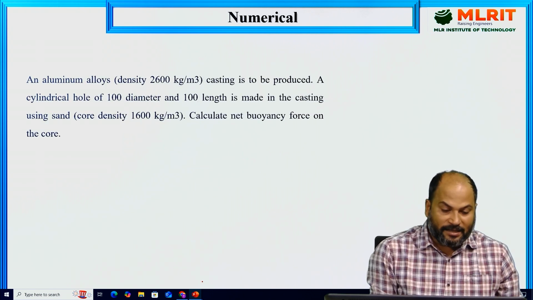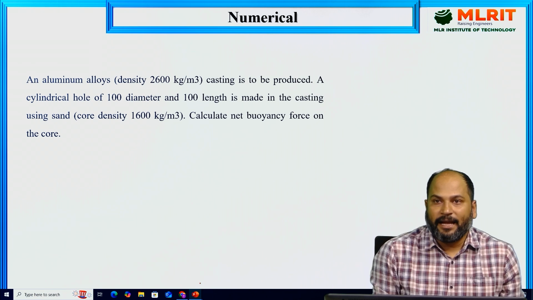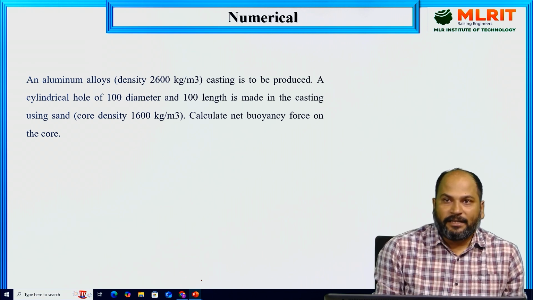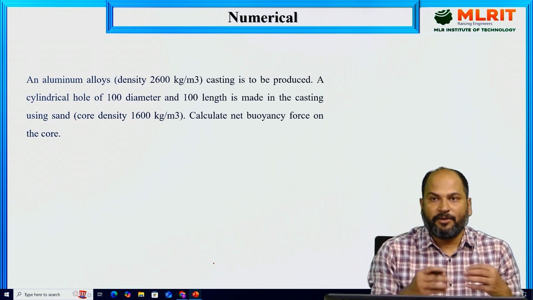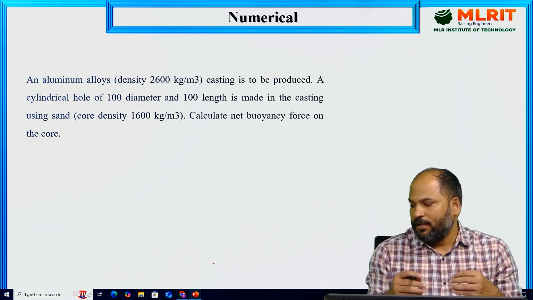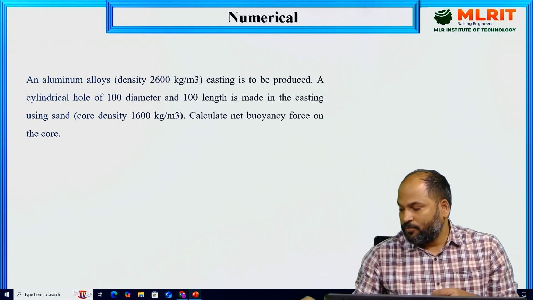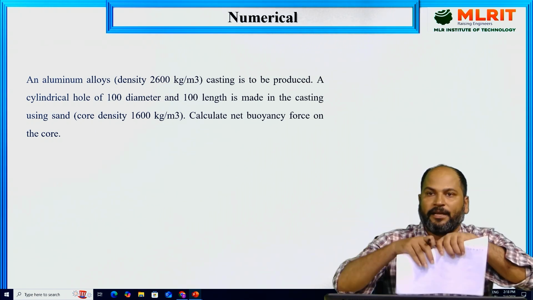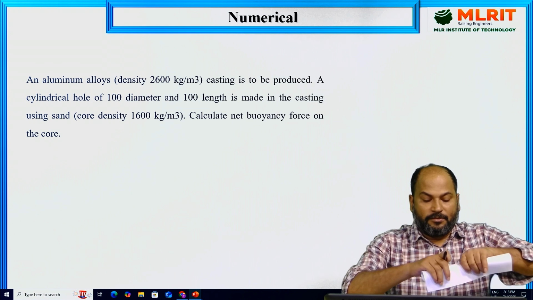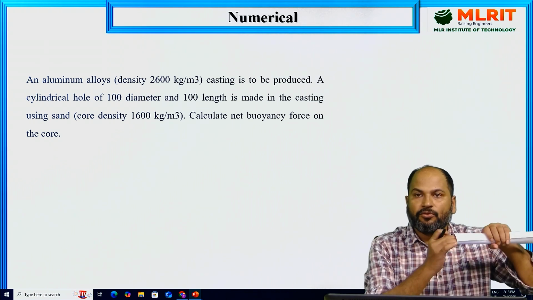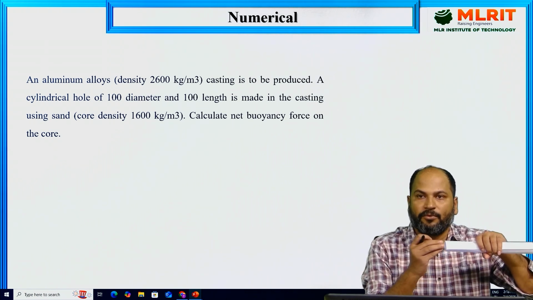Next numerical, as I said, we'll take and find out. It is totally based on why we use a core in casting. A core is generally used whenever we have to produce a hollow section, just like this one. Suppose I have to produce this hollow cylinder through casting. We know there are two methods through which we can produce this hollow section.